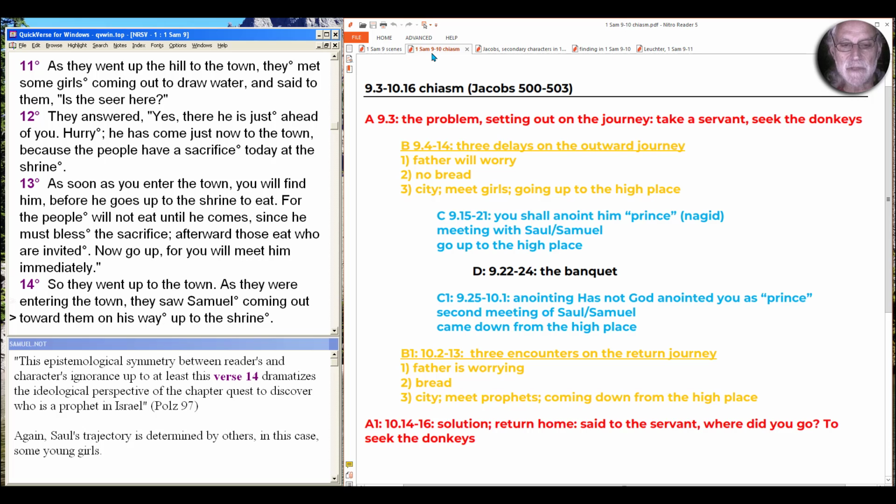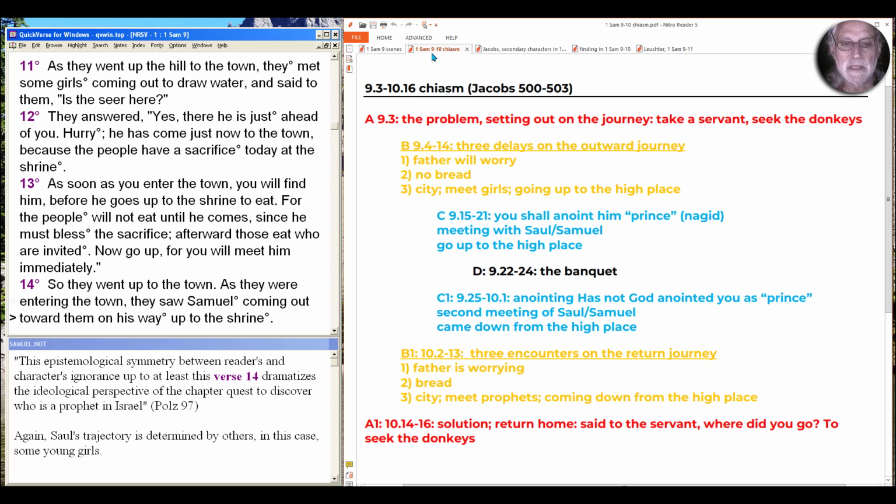And then as we'll proceed through the chiasm and the C and C1 parts in the conversations with Saul and Samuel, the first meeting before the banquet, the second meeting after the banquet, the first one takes place going up to the high place, and the second one takes place coming down from the high place, and both refer to the anointing of Saul by Samuel as prince, or Nagid in Hebrew. And that puts at the center of this entire section the banquet. Only 3 verses there, and when we get there, we'll see some unique aspects that explain why that's at the center. But part of Jacobs' point here is that the secondary characters express the author's perspective on what Saul needs in order to be king.